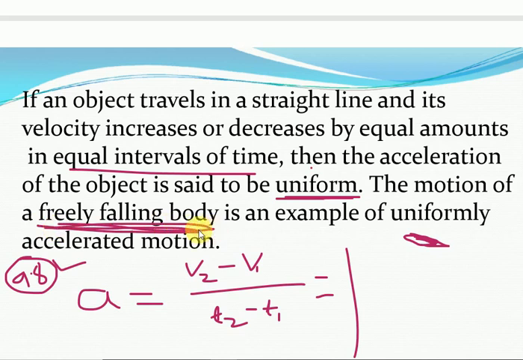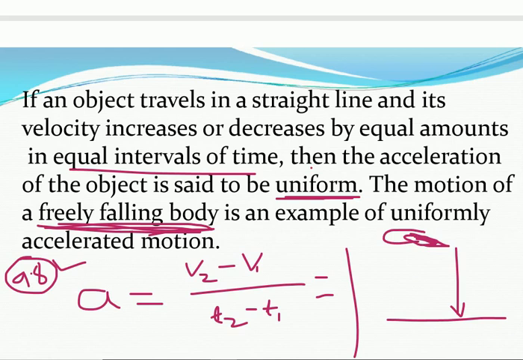Freely falling body, for example: suppose you hold your pen in your hand and just let it go. That means you are not applying any force, you are not pushing the pen, you are not throwing the pen in a downward direction. You are just leaving it and it will fall down. That is called a freely falling body. So this is an example of accelerated motion.